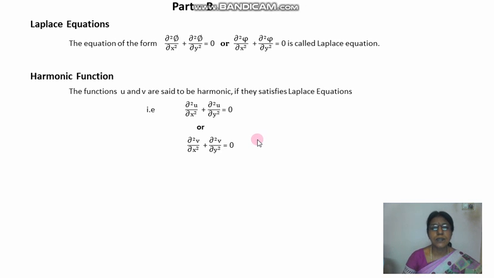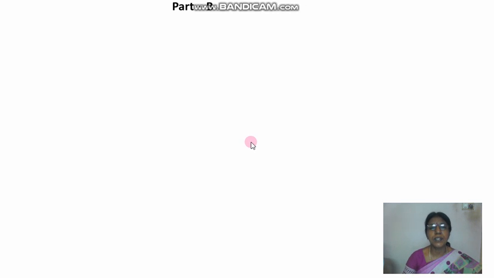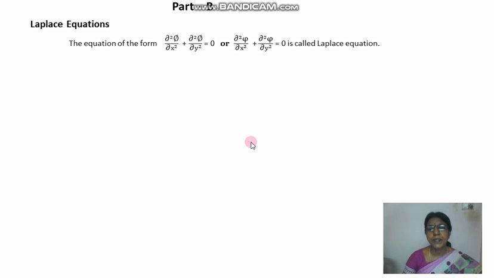In last classes we have seen the analytic function f of z and CR equations, both in Cartesian and polar forms. Now we come to part B, the next part. The first definition is Laplace equation. The equation of the form ∂²φ/∂x² + ∂²φ/∂y² = 0 is called Laplace equation.